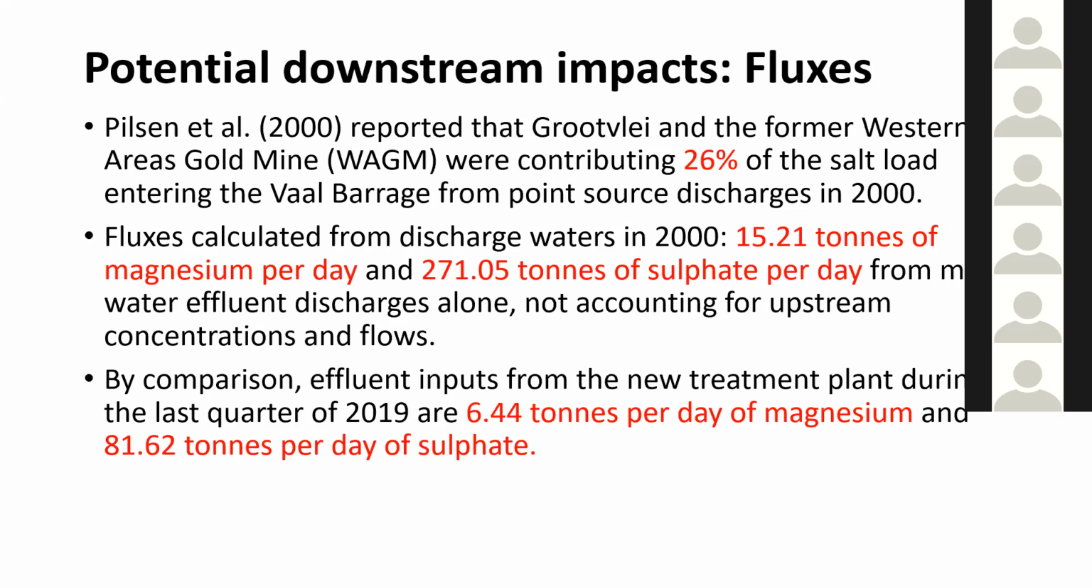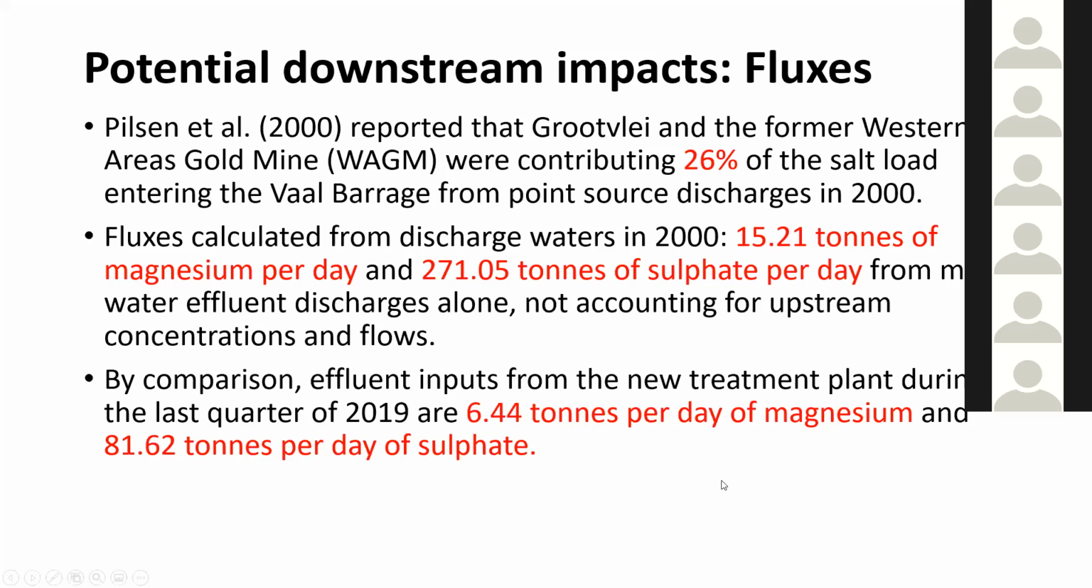So as far back as 2000, Pilsen et al. reported that Grootvlei, the former Western Areas gold mine, contributed as much as 26% of the salt load that entered into the Vaal Barrage from point discharges in 2000. So that was simply from mining. And we calculated some fluxes from the figures that come out of that paper. And so we calculated that 15.21 tons of magnesium per day and 271 tons of sulphate per day were coming out of Grootvlei mine from water discharges alone. So not accounting for upstream concentration. So it's simply just from the mine.